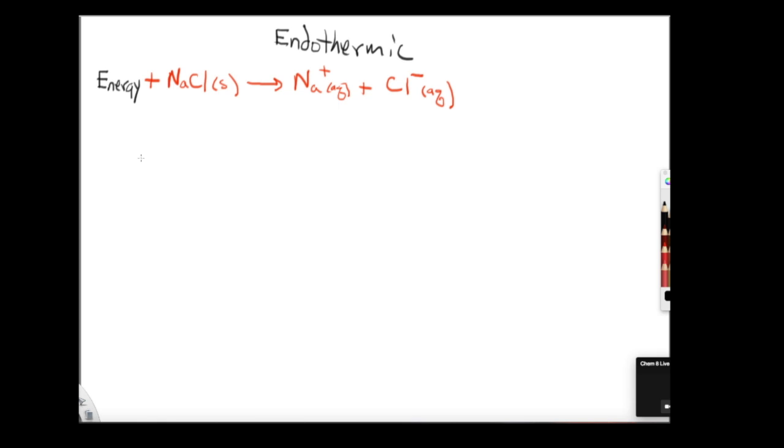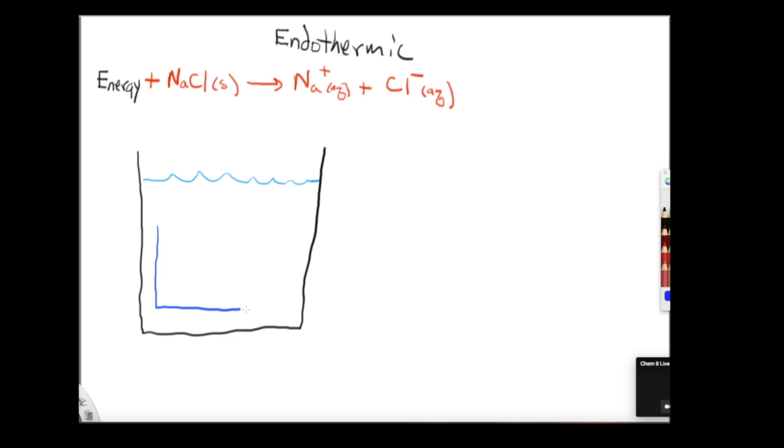All right, and again, if we build our universe, we're going to have a glass of water again. And on the inside here, just as an illustration, here's my system. Here's the surroundings, which would be the water. And we move the sodium chloride inside the box where it ionizes.